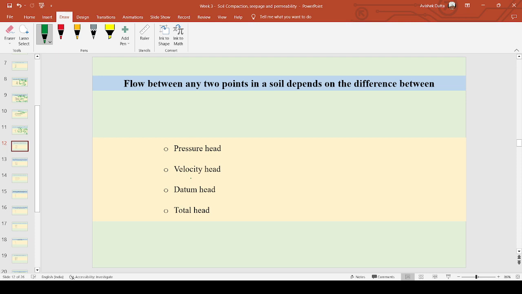You add everything. You add pressure head, velocity head, and datum head. Then you get total head. Total head is responsible for the flow between 2 points. Because the water is flowing, it has a particular velocity, so it will have a particular energy or head with respect to its velocity. If the soil is at a particular height, it will have energy with respect to its elevation. That is called datum head or position head. Everything will add up to give the total head, and that will be responsible for flow between any 2 points in a soil or in any medium whatsoever. Clear?